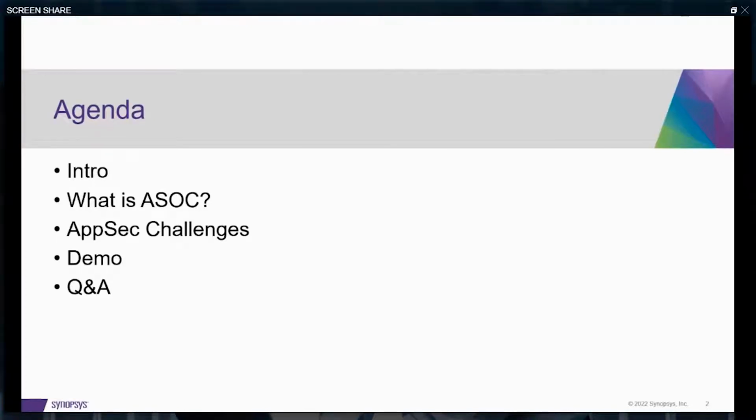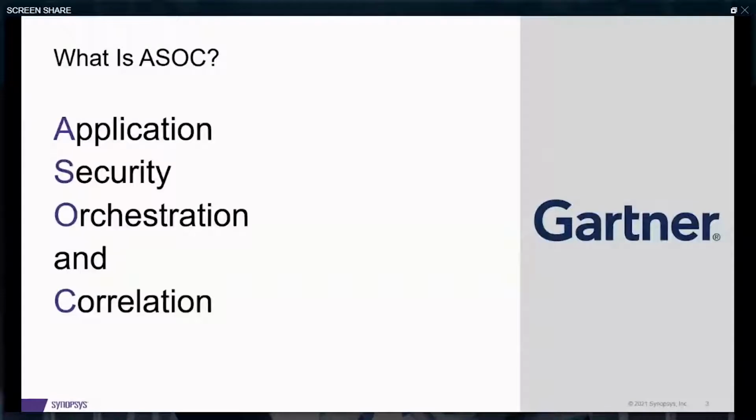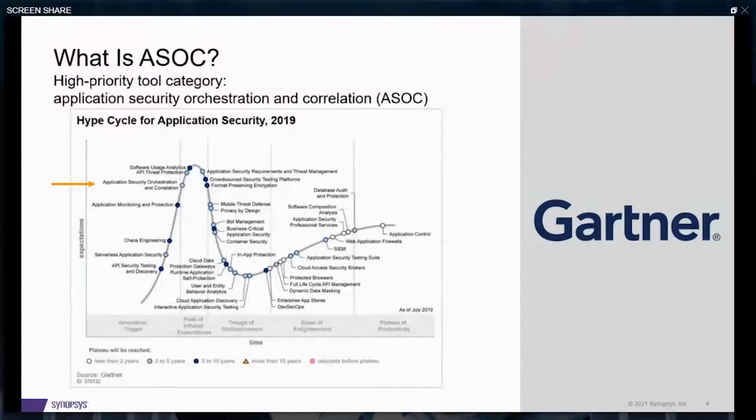So let's get started. The first thing is, what is ASOC, right? Where does this come from? What does this term mean? ASOC specifically stands for Application Security Orchestration and Correlation, right? This is a term that was jumped up by Gartner. I'm sure everybody here is familiar with Gartner. And where that came from was a hype cycle back in 2019.